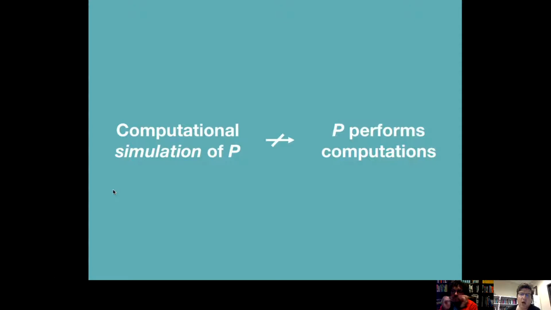So all kinds of things in science are simulated computationally, and we can learn a lot about the phenomenon that we're studying by simulating them computationally. And there's a lot of interesting work there. I don't mean to say that that's not interesting.